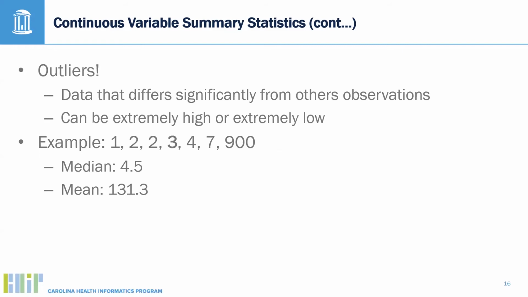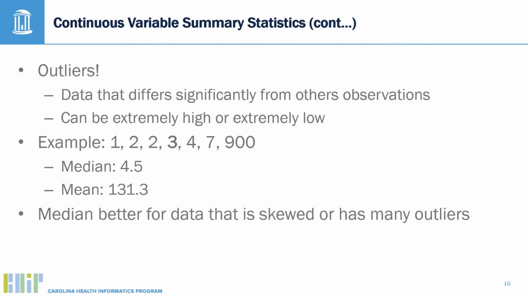For instance, look at the example data below. It's similar to the data we saw in the previous slide, but now instead of 9, we have 900. If you calculate the median, you will get 4.5. But if you calculate the mean, you get 131.3. This goes to show that median is a much better calculation for skewed data with many outliers compared to mean. It also shows that outliers can exert significant effects depending on the type of calculation that you're doing.